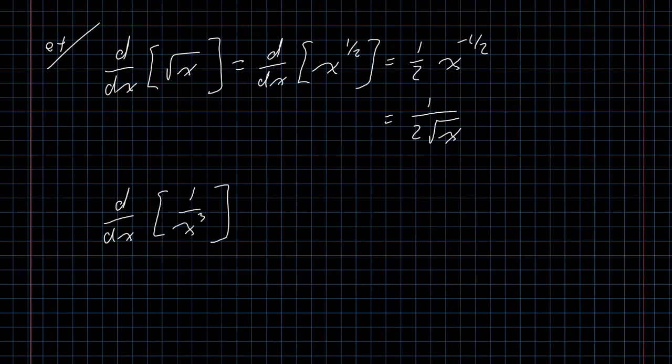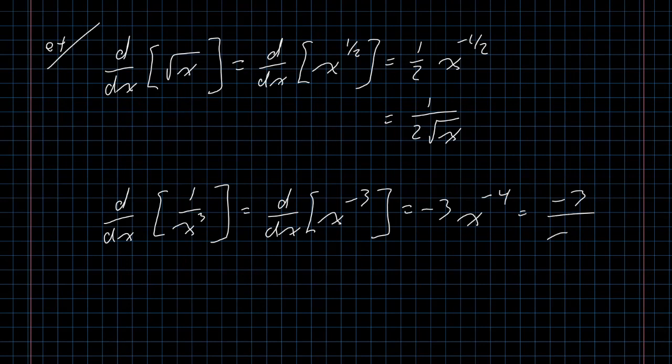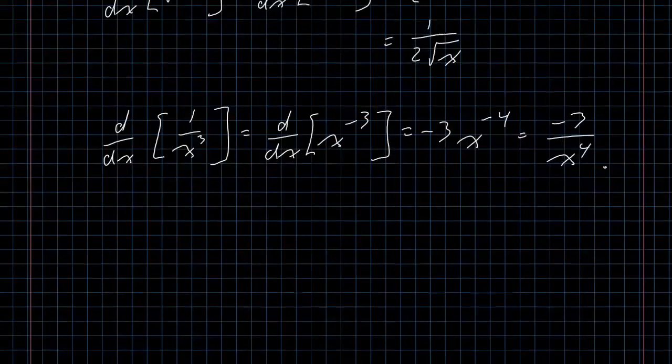I can try to take the derivative of a fraction, something like the derivative of 1 over x cubed. Well, 1 over x cubed is the same thing as x to the negative 3 power. So now using n equals negative 3, I'll write down the derivative, negative 3 times x, negative 3 minus 1 is the negative 4th power. And then cleaning up with properties of exponents, that's negative 3 over x to the 4th. All right, there's the power rule in action.